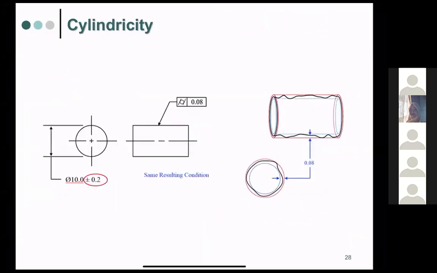Okay, so you can see this one is the actual part. If we make the rod, it may be possible that the part that we make can have some damage, or it's not straight like this. It's not straight, also it's not round, and so the combination of that in 3 dimensions is called cylindricity.